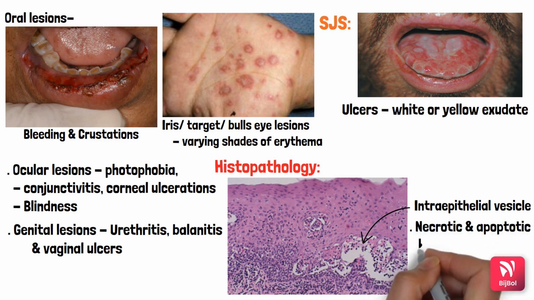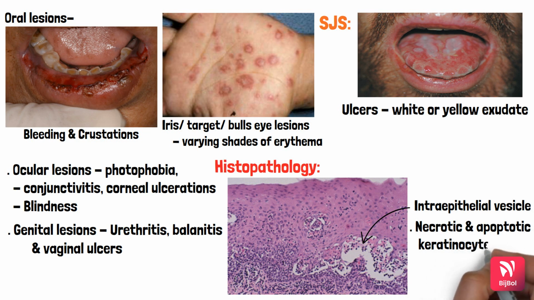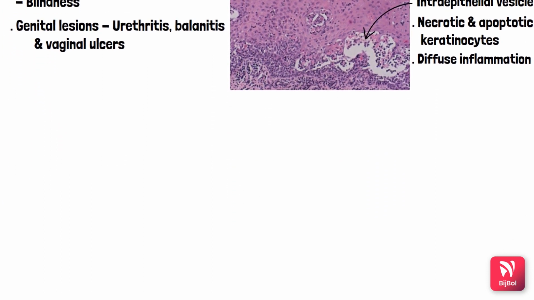And as a result of epidermal damage, there will be necrotic as well as apoptotic keratinocytes. As a result of necrosis, there will be so much inflammation beneath the surface of the epithelium, that is, diffuse mixed inflammatory infiltrate will be seen in erythema multiforme. So this is about erythema multiforme.